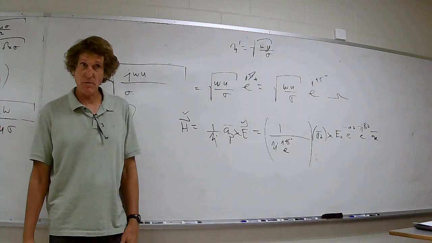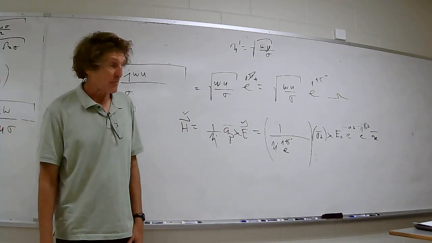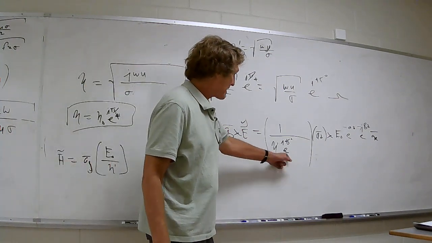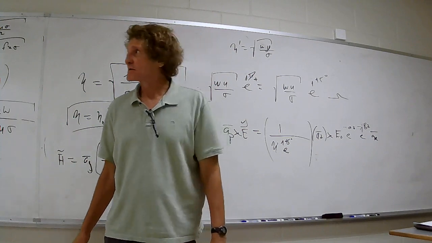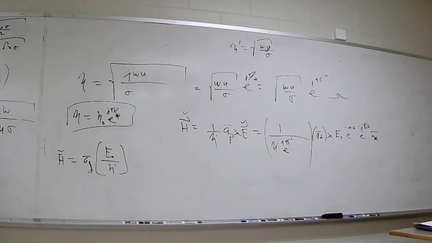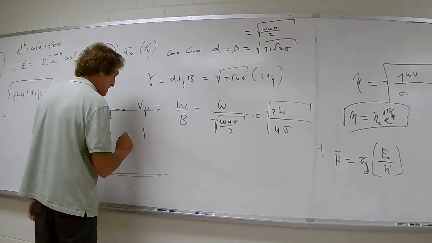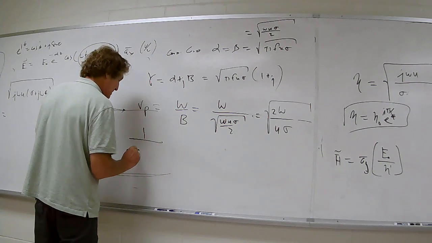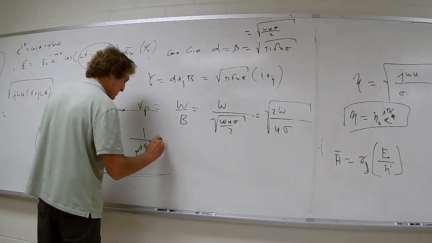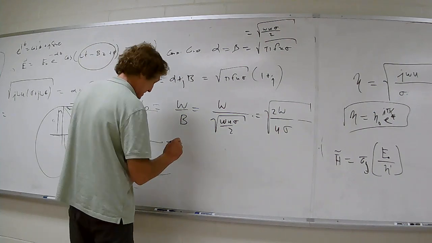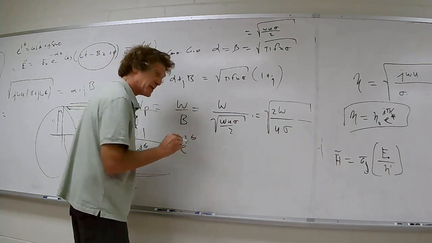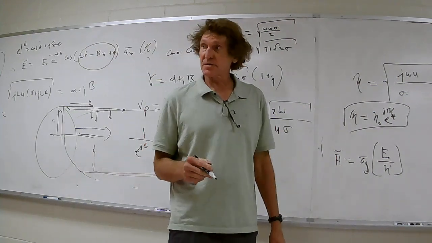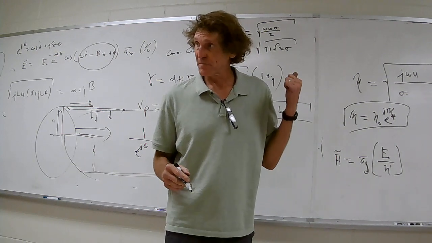Please watch this. You all with me? But I have to account for this e to the j 45 degrees. And now I say this. What is 1 over e to the j any angle? It'd be e to the minus j. That's right, isn't it? Take whatever the sign is and flip it. You all agree with that?